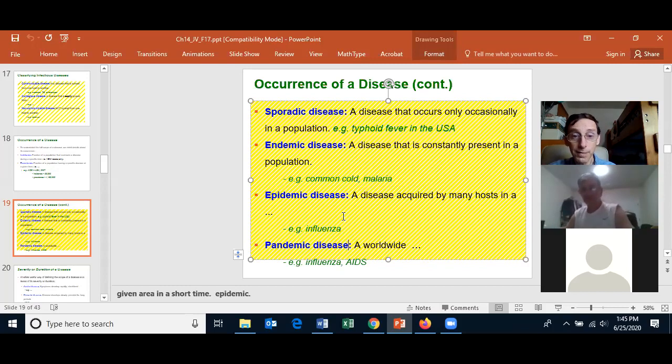COVID-19 was first epidemic in China, and we'd say in Asia, and then it spread and became worldwide and became pandemic. Usually, when a disease spreads to more than one continent, it becomes worldwide. Any question about that?